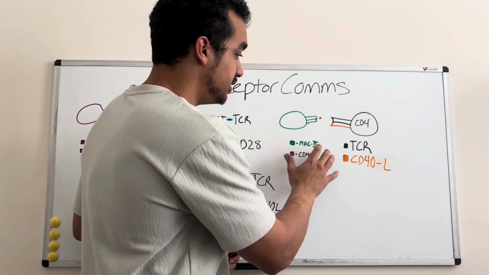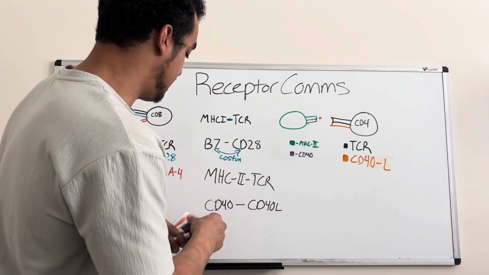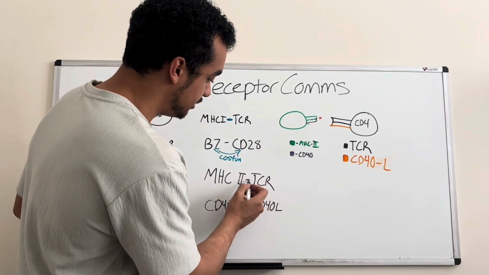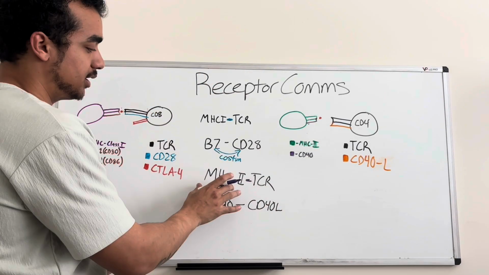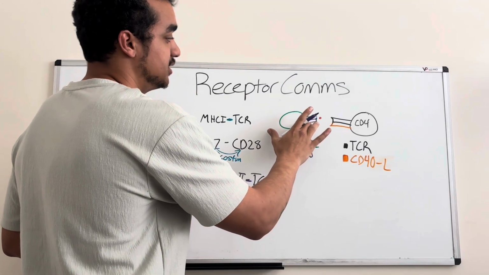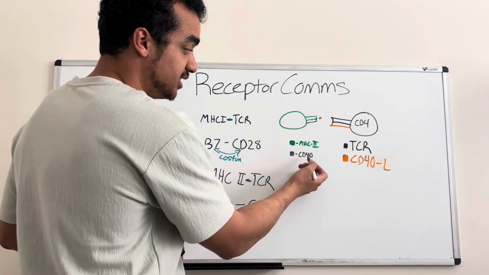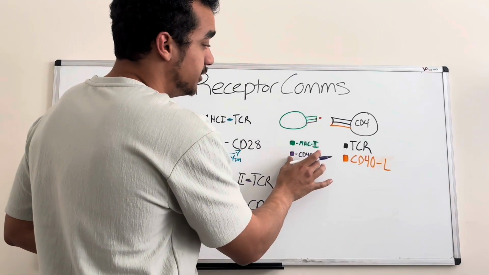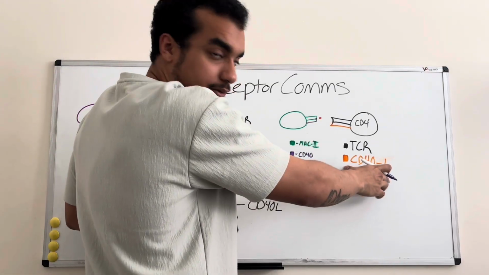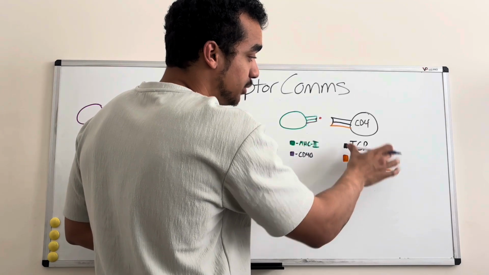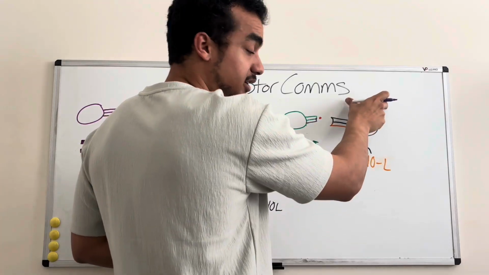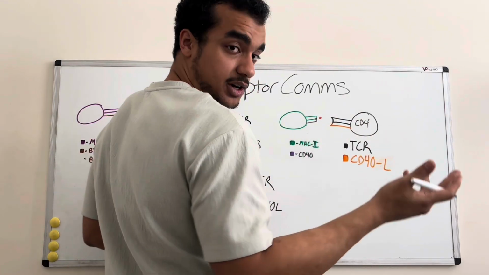So MHC2 is actually going to bind the T cell receptor as well. Another molecule on the professional antigen presenting cells is going to be CD40. It's a CD40 receptor, right? And it's going to bind its ligand, CD40 ligand, right? And the CD40 ligand is going to be on the CD4 T cells. So CD40 ligand, CD4 T cells, right? Maybe that'll help, I don't know.